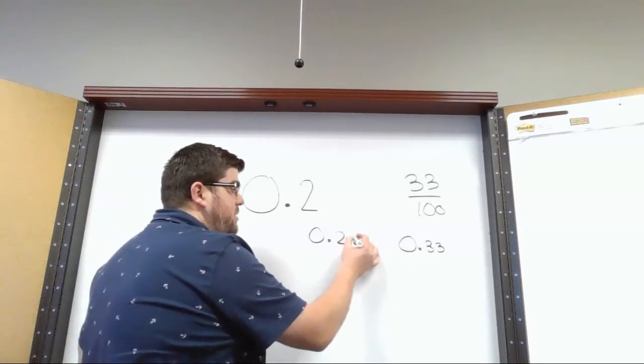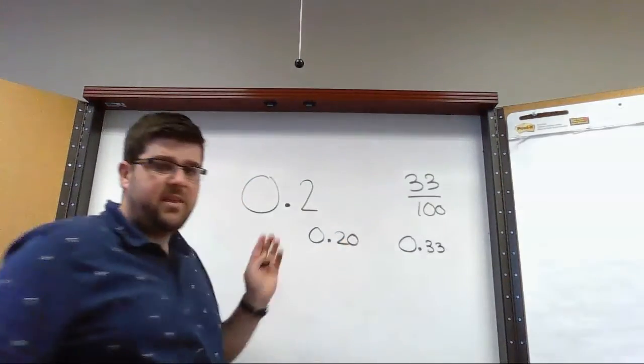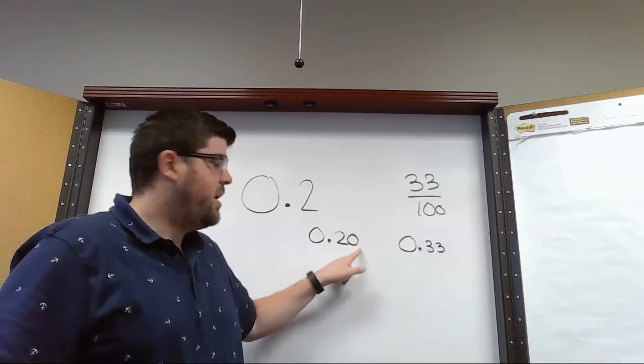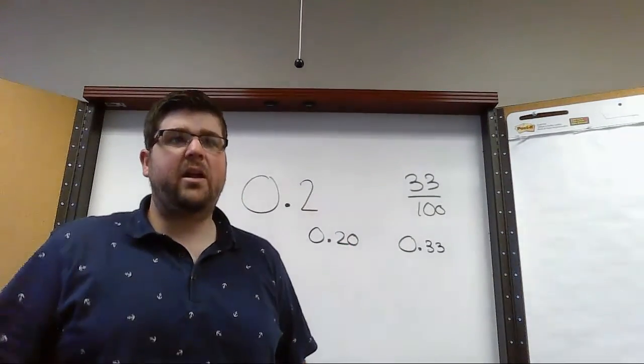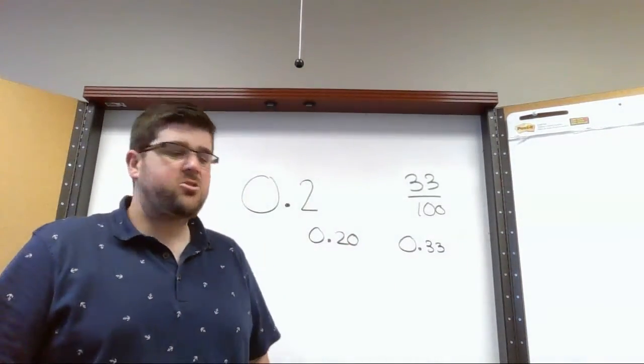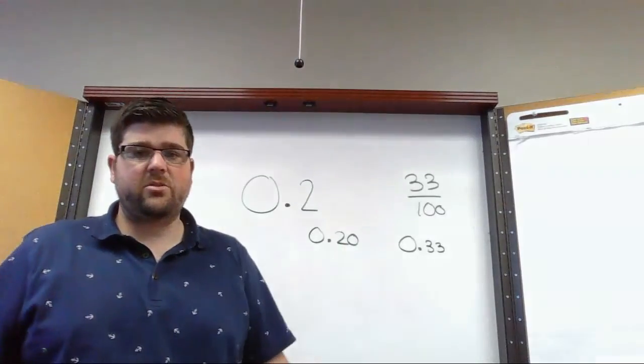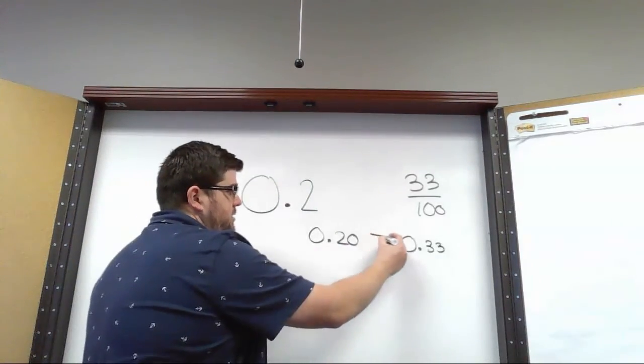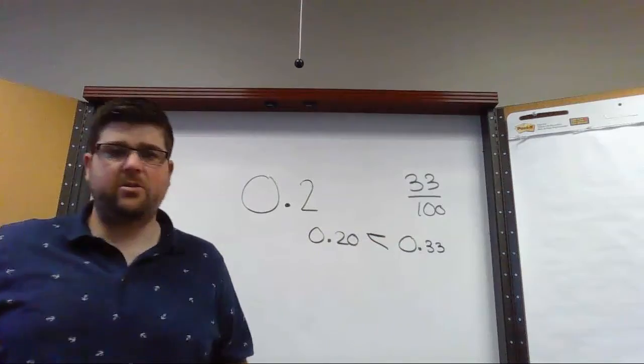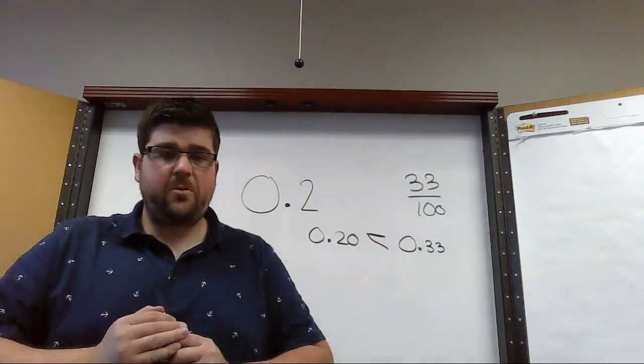So what I always like to do is, if there's a tenth that's just left hanging and you're comparing it to hundredths, I just put that 0 there in the hundredths place to remind me. So now I can compare which one's bigger, 20/100 or 33/100. And it is 33/100.